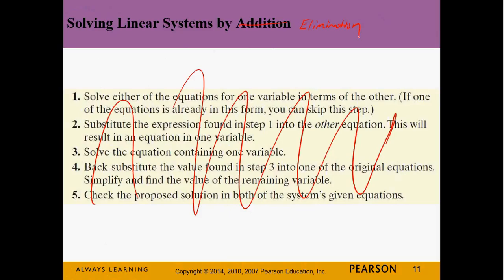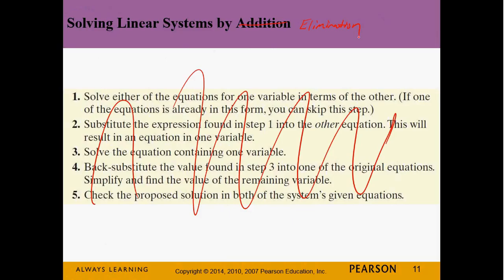Once they are both in that form, then we want to get one variable to have opposite but equal coefficients. So if x has 2x here, I want negative 2x on the bottom. If I've got 5y, I want negative 5y on the bottom. I want one of them, it doesn't matter which one, but I want one of my variables to have the same but opposite coefficient. And then I'm just going to add the two equations together. And that's going to eliminate that variable.